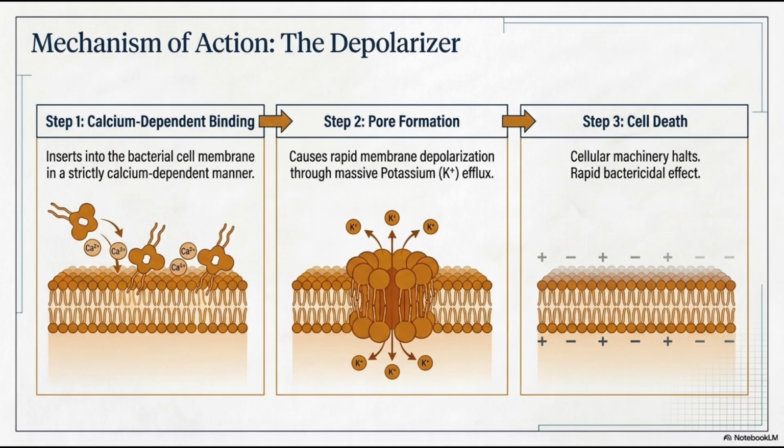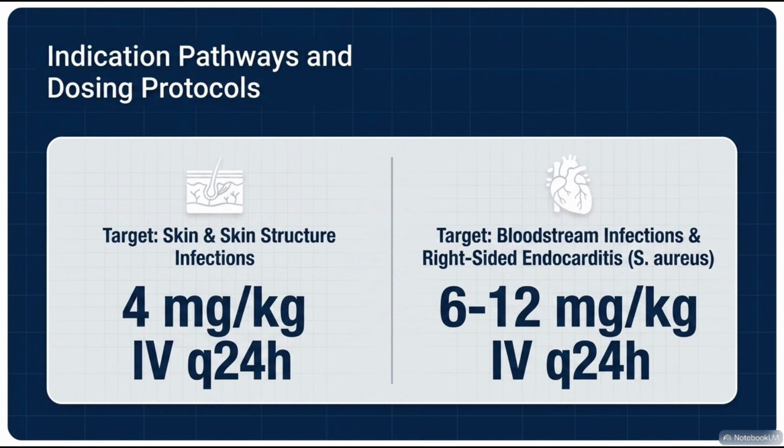It really is. Yeah. But getting that tail to insert effectively depends heavily on the concentration, and that dictates your dual dosing strategy. So for standard skin and soft tissue infections, 4 milligrams per kilogram IV daily does the trick. Okay, but for Staph aureus bacteremia or right-sided endocarditis, that dose scales aggressively, right? Up to 6 to 12 milligrams.